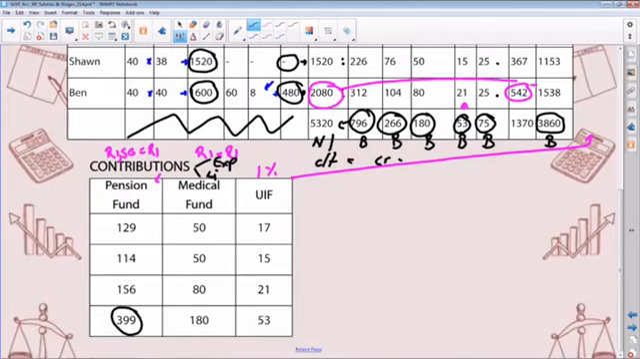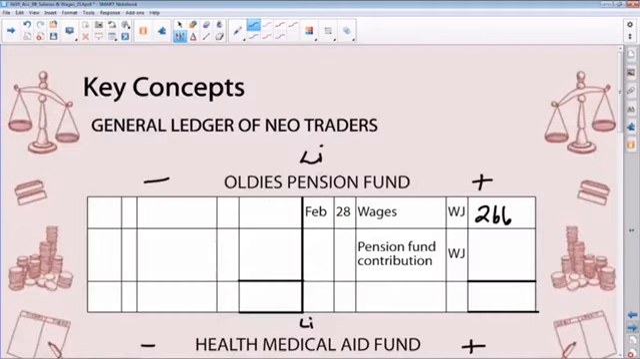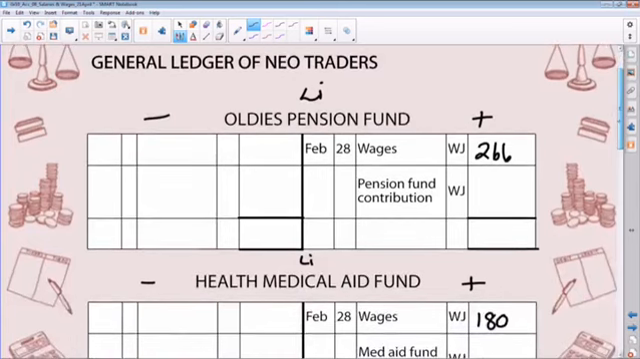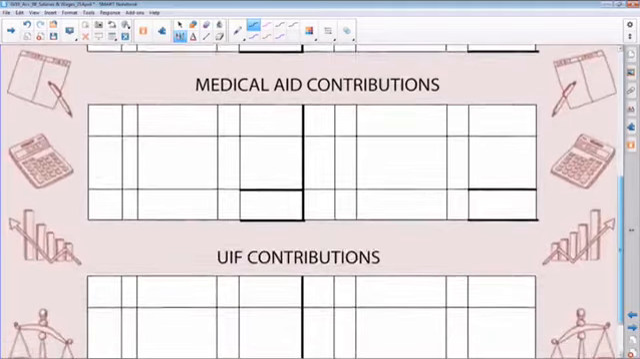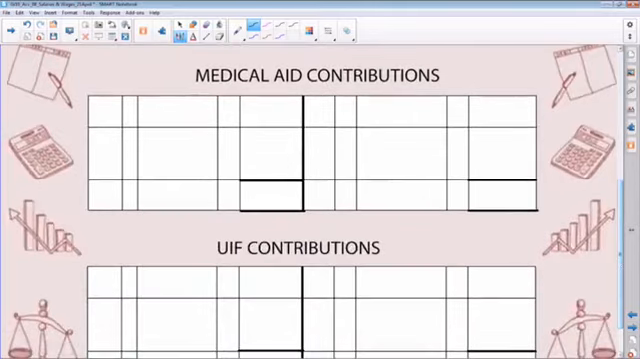Your very first one is pension fund. And the business contributed 399 Rand for the employees that earn wages. So 399, let's go to your pension fund. You see that we owe more to the pension fund, 399, and then we also have an extra expense, and that will be your pension fund contribution. Now, you don't have one. What you can do is, again, create one if you are struggling. You don't need to do it now because it's not asked, but the next one will be asked.